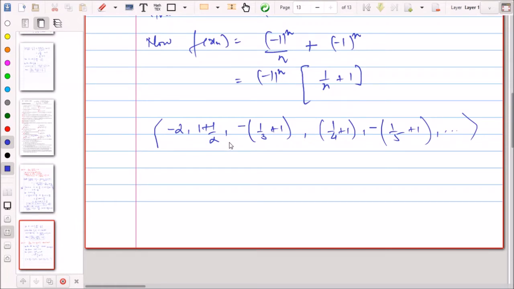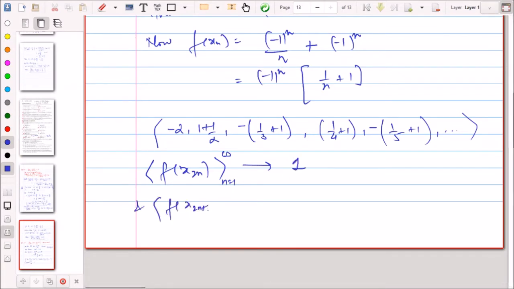A sequence that has more than one limit point is not a convergent sequence, because it has two subsequences. The subsequence of odd terms converges to minus 1, and the subsequence of even terms converges to 1. So it has two limit points, and this is not a convergent sequence. Or you can write it better like this: f of x_2n, n equal to 1 to infinity, converges to 1, and f of x_(2n+1), n equal to 1 to infinity, converges to minus 1.